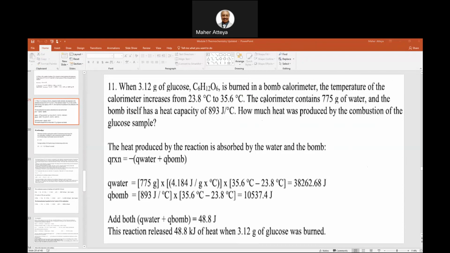So anyway, you have 3.12 grams of glucose. This is the formula of it. It's burned in the bomb calorimeter. Temperature is initially this, final is this. So this is your T final, and this is your T initial.